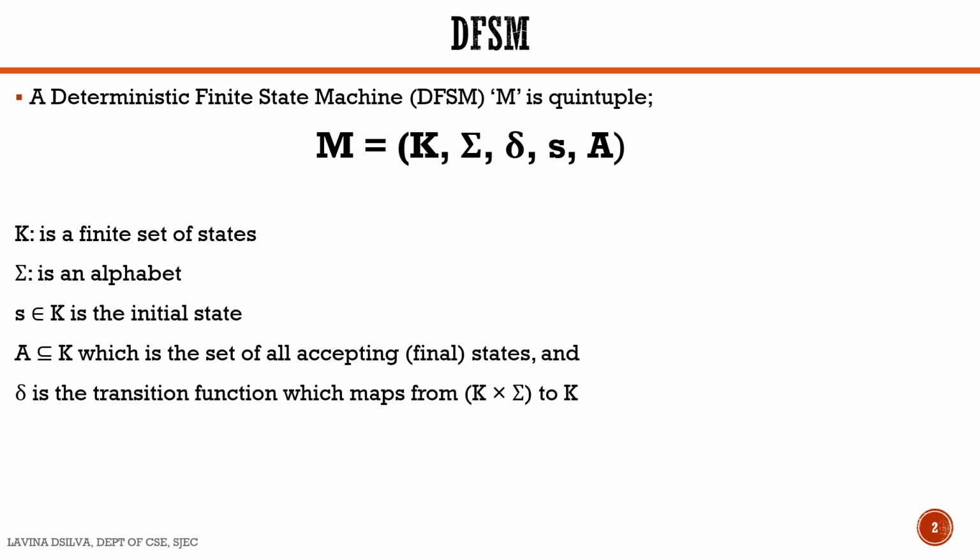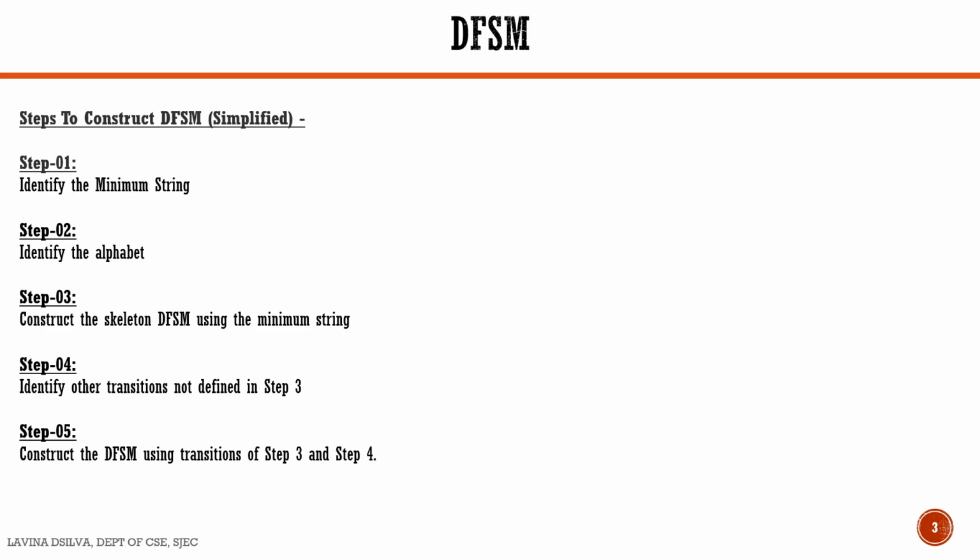And delta stands for the transition function of the deterministic finite state machine. We have a few steps in the construction of a DFSM which are already defined for you. That is, we identify the minimum string, we identify the alphabet, then we construct the skeleton DFSM, we identify all the transitions which are not defined in the skeleton DFSM construction, and then we construct the final DFSM.